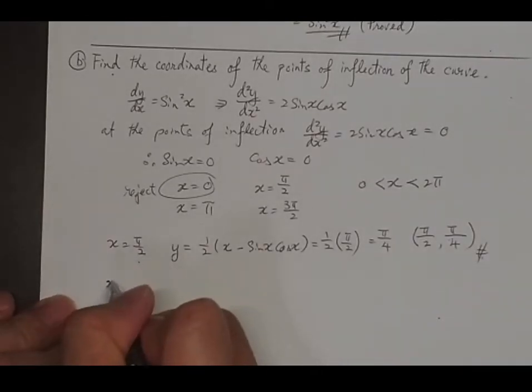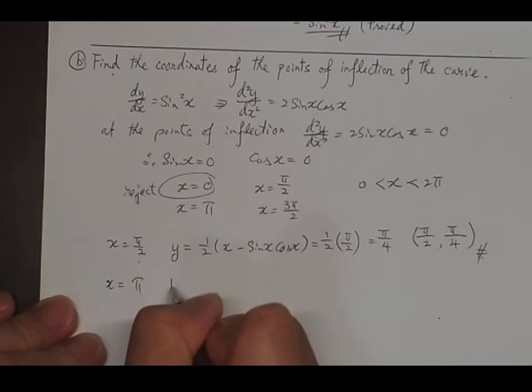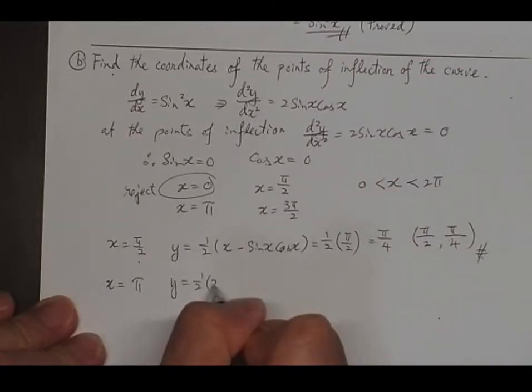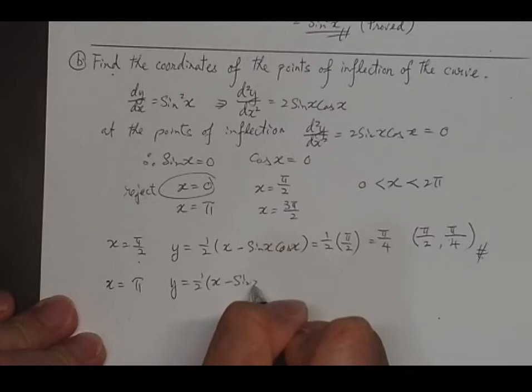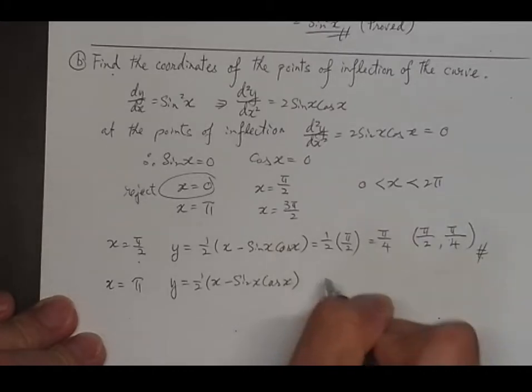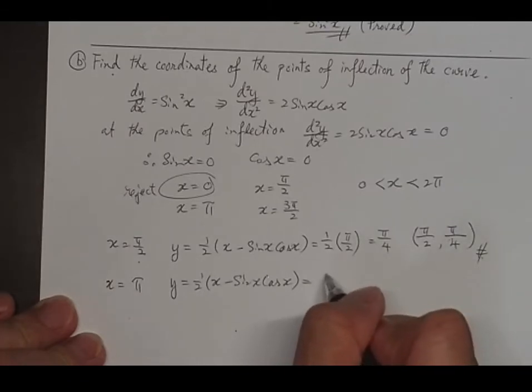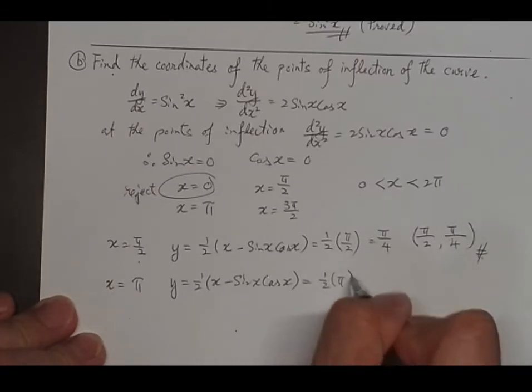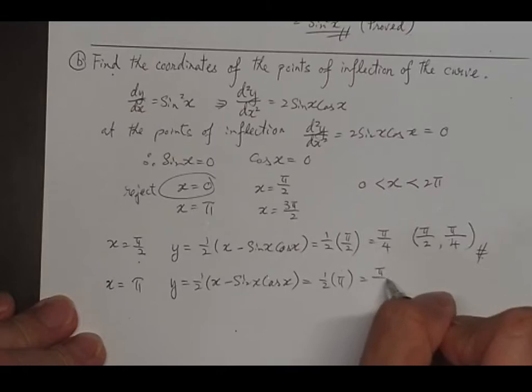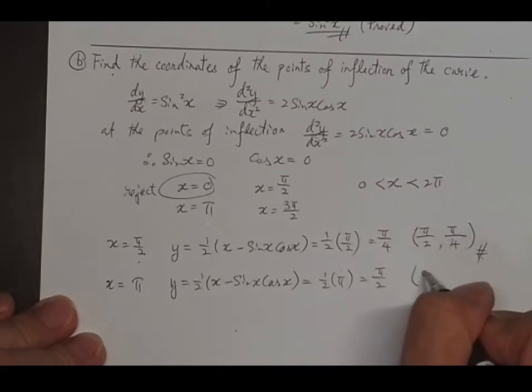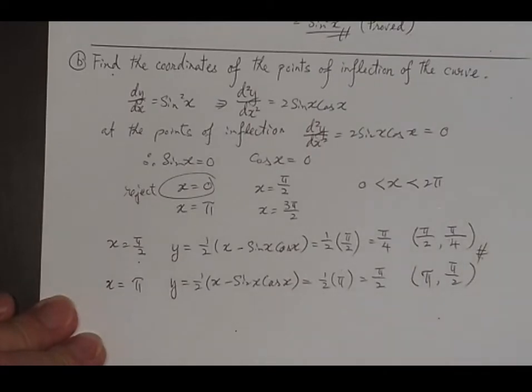And the second point is x equal to pi, y equal to half of x minus sine x cosine x. This one also comes to 0, so we get y is equal to half of pi. So it's pi over 2. So the second point of inflection is pi and pi over 2.